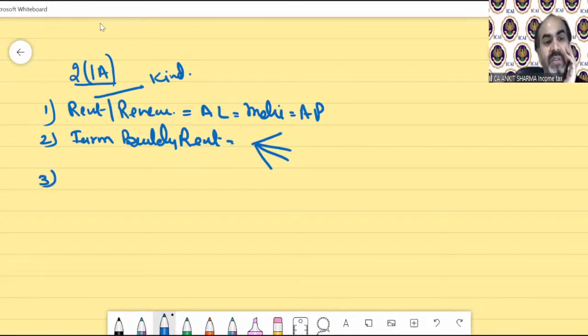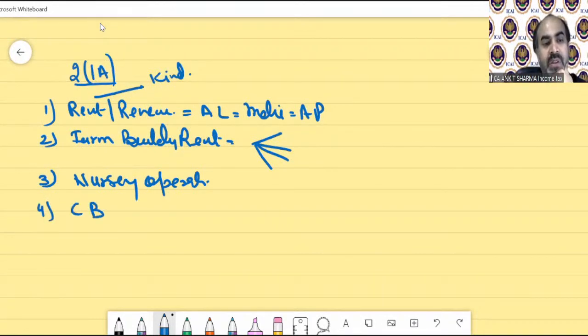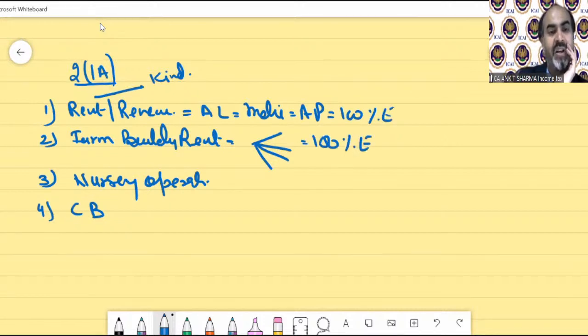Point number 3 says that is nursery operation. That means trading of plant, etc. That is also agricultural income. And the 4th is composite business. If you have a business which has some agricultural income and some non-agricultural, in this case, 100% exempt. The whole activity will be treated as agricultural income.